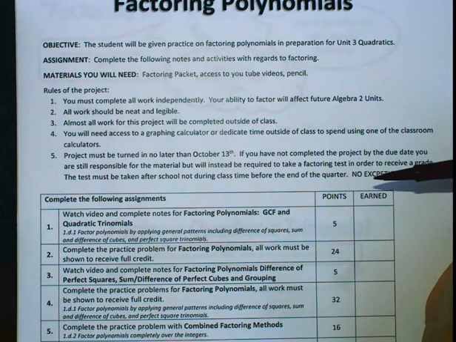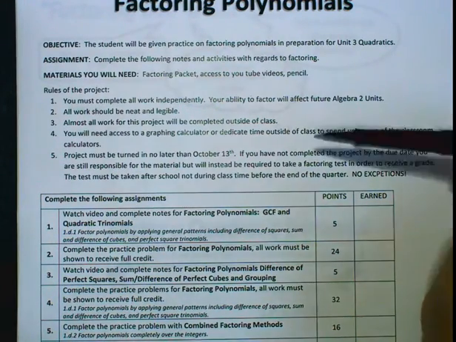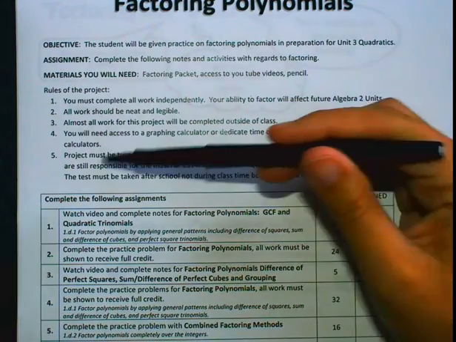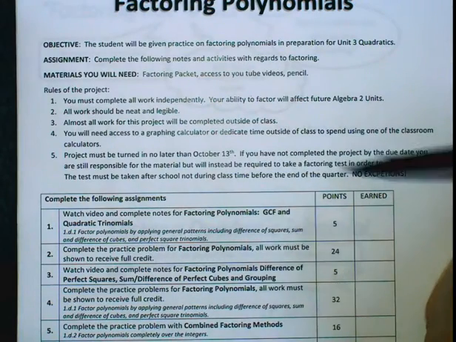If it is not completed by the due date, again, you will be required to take a test after school, and you're required to study and know the material from this. This will not be taught in class if you do not complete this project. And again, the test must be taken after school, not during class time before the end of the quarter. This grade counts on the first quarter.